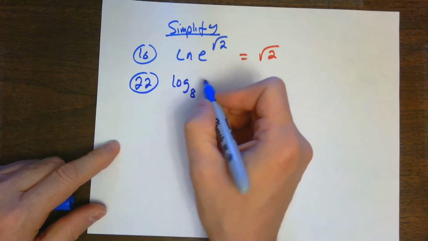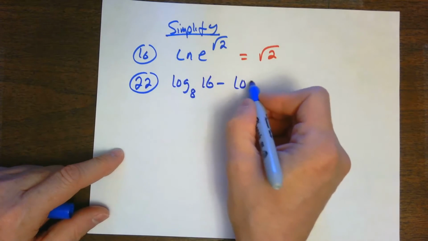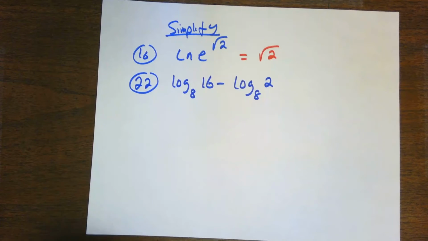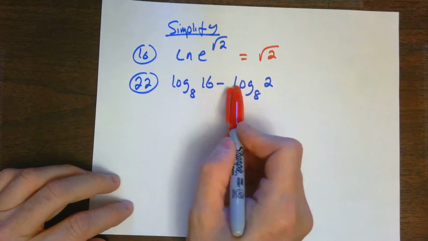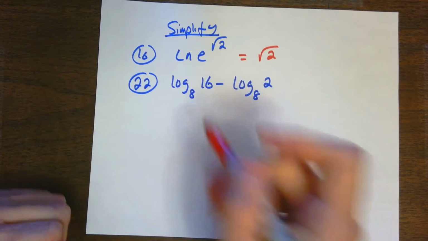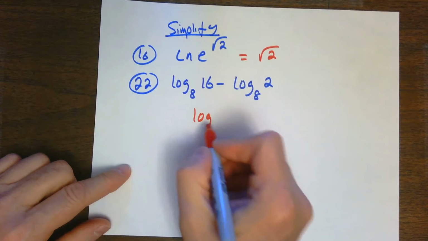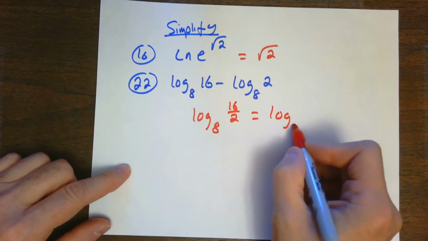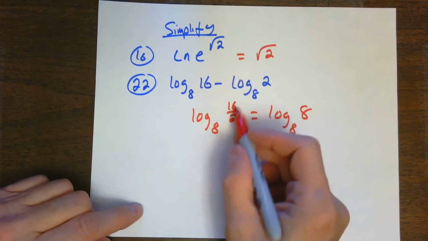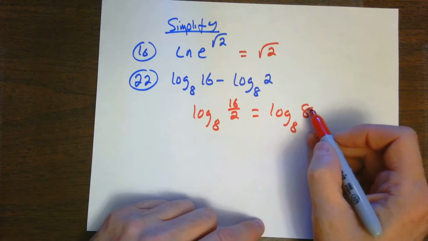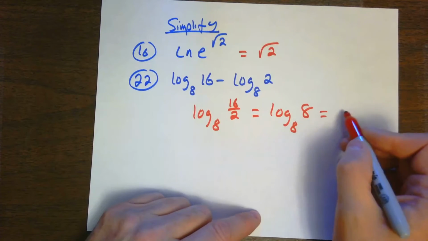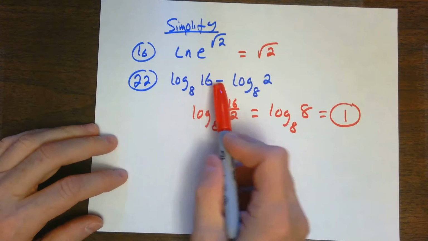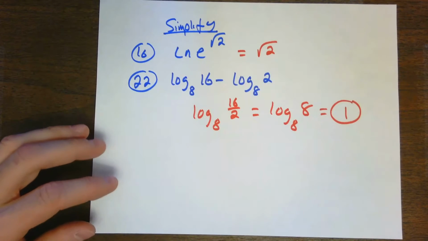Log base 8 of 16 minus log base 8 of 2. All right, so there's no powers that I need to deal with. There's same base, so I'm going to rewrite it using the quotient rule, and I get log base 8 of 16 over 2, which is log base 8 of 8. 16 divided by 2 is 8. And what is log base 8 of 8? 8 to what power equals 8? 1. Log base 8 of 8 is 1. My final answer there is 1. Log base 8 of 16 minus log base 8 of 2 is 1.